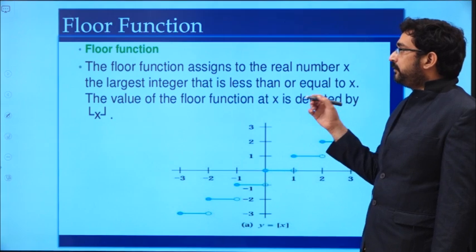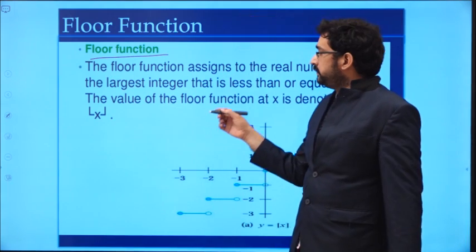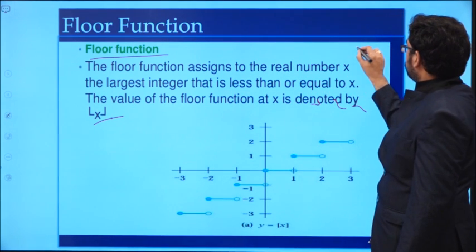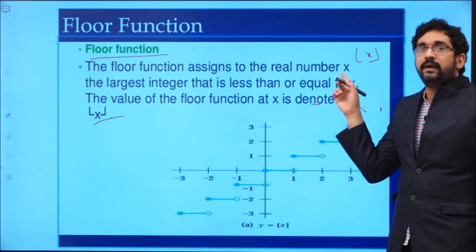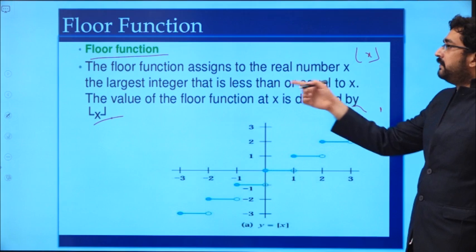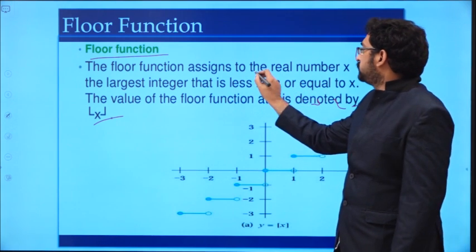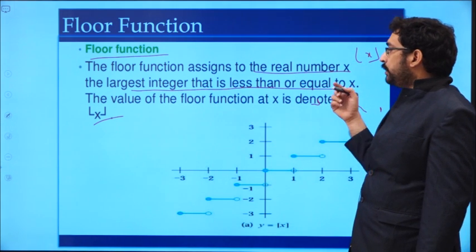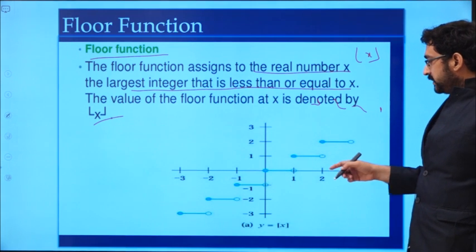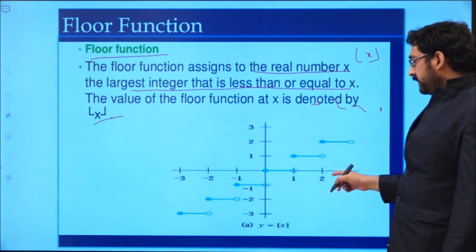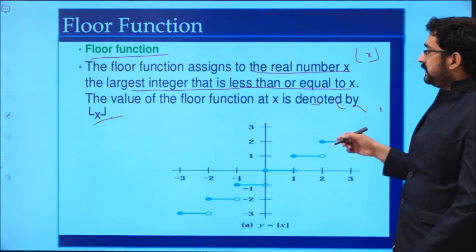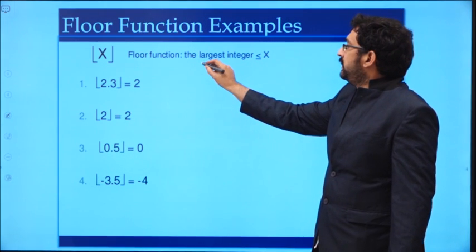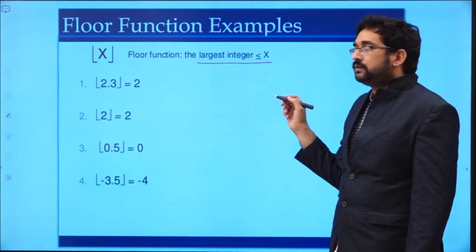Next, we will discuss the floor function. What is the floor function? It is denoted by this symbol. This is the symbolic representation of the floor function. What does a floor function do? The floor function assigns to the real number x the largest integer that is less than or equal to x. For example, if you take any value between 1 and 2, it will be 1. If you see the example, you can observe it. The floor function will assign the largest integer that is less than or equal to the given number.